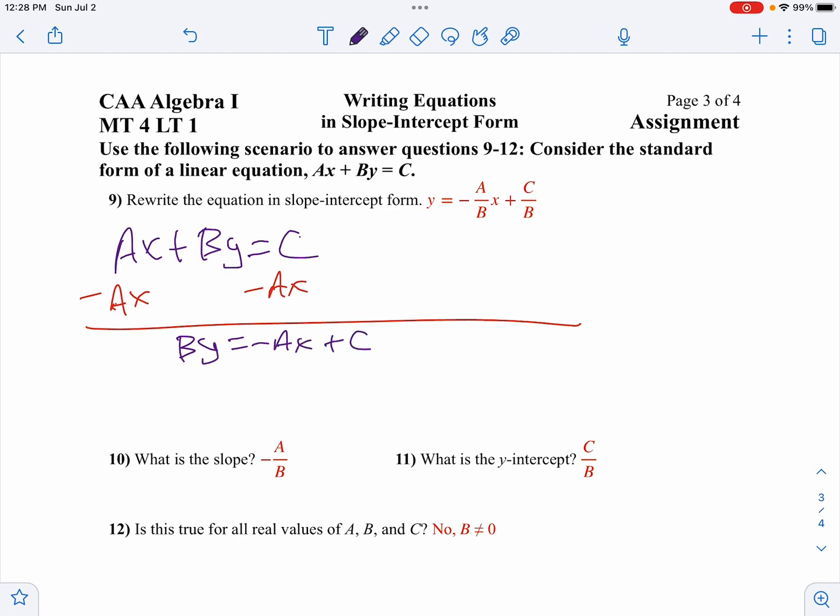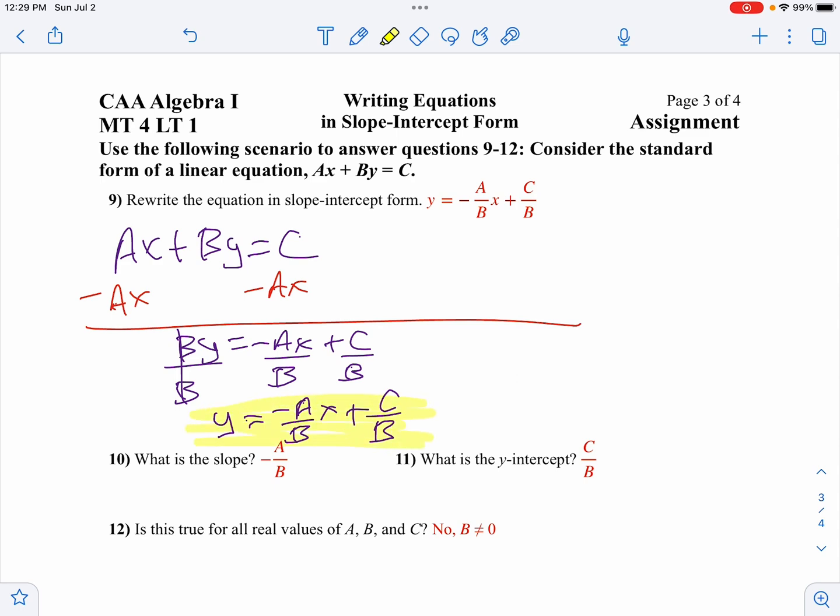Then to solve for Y, I divide both sides by B. When I say both sides, I mean everything, any term separated by a plus sign, a minus sign, or an equal sign; I'm going to divide by B. So on the left-hand side, my B's reduce, so I get Y. That's what I wanted to get. Negative AX all over B plus C over B. There's your equation in slope-intercept form.